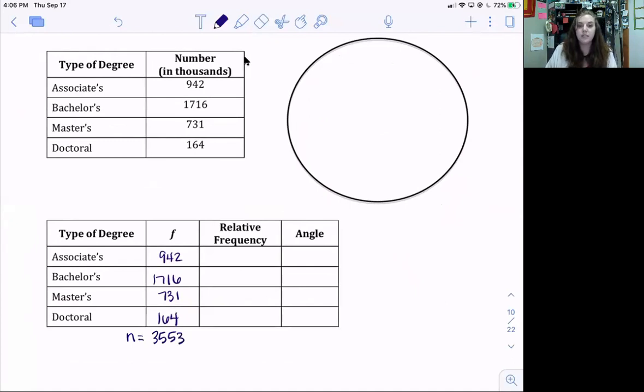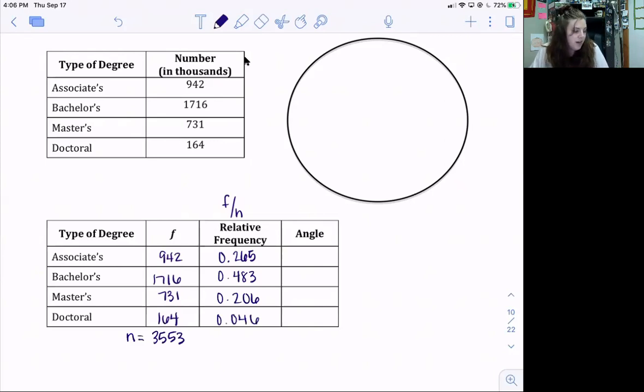And then we're going to find our relative frequency. So remember, relative frequency is f divided by n. So 942 divided by 3,553, rounding to the nearest thousandth, is going to give us 0.265. Okay, I'm going to keep doing that. So 1,716 divided by 3,553 gives us 0.483. Then 731 divided by 3,553 is 0.206. And then 164 divided by 3,553 is 0.046.